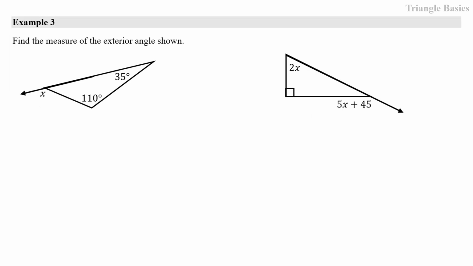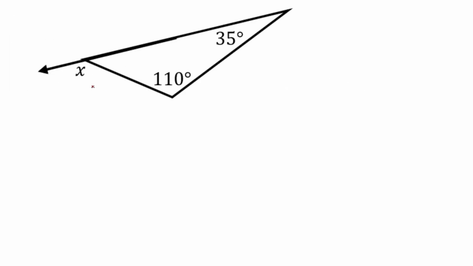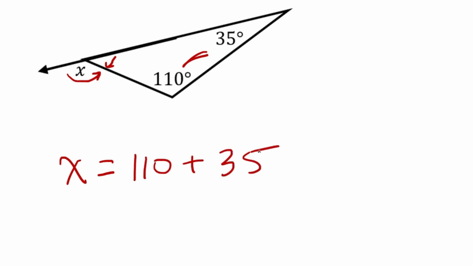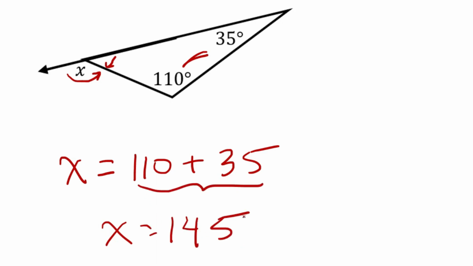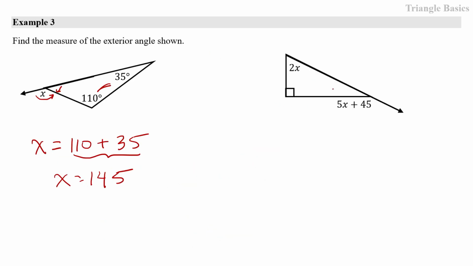Let's do an example. Okay. For example number 3 here, once again I have X on the outside, that's your exterior angle, and according to the theorem, X is equal to the two non-adjacent interior angles. This one is adjacent, we're not going to use that one, but these two are the non-adjacent, and when you sum them up they should equal the outside angle. Okay. So in this case X is equal to, if I combine like terms here, 110 plus 35, which is going to be 145.